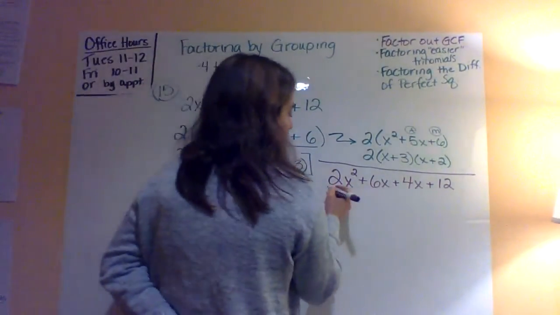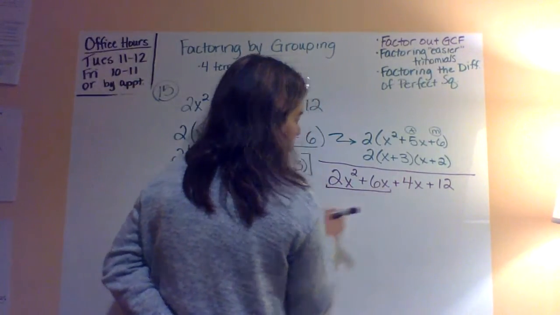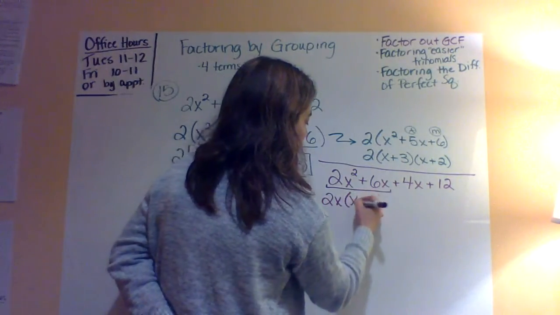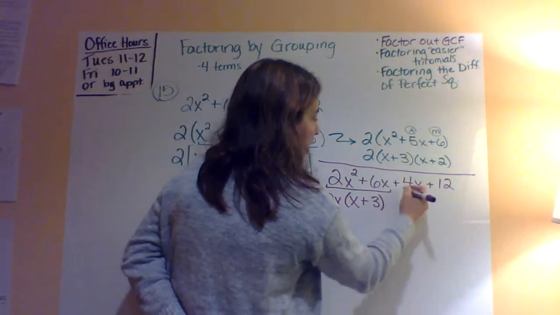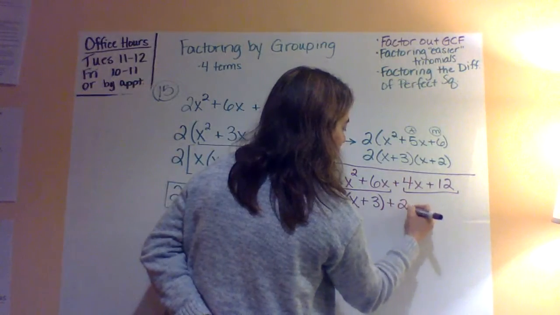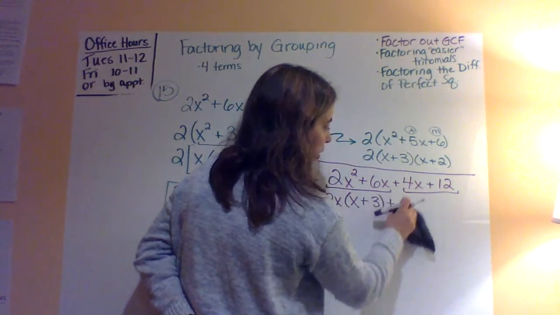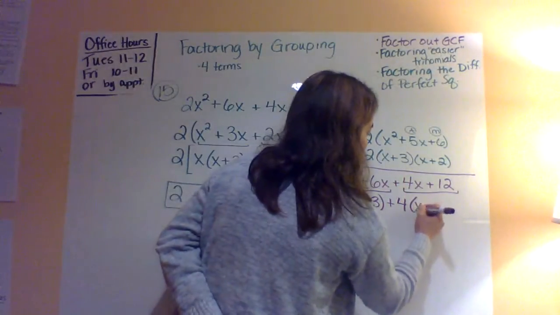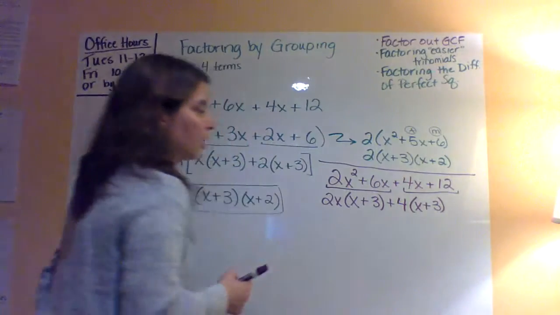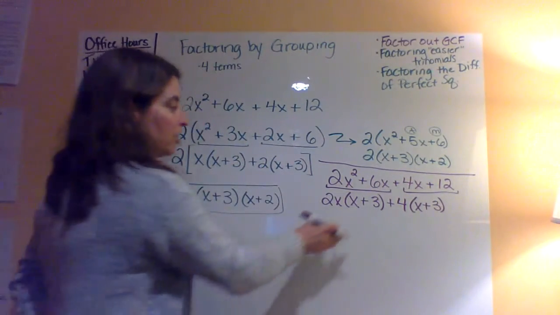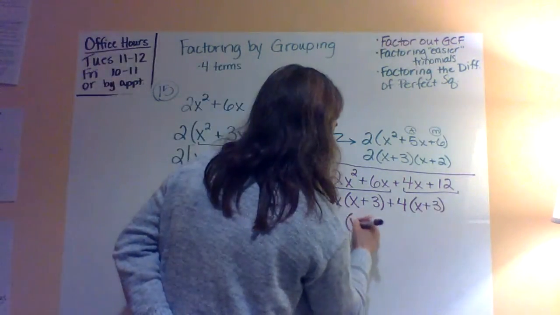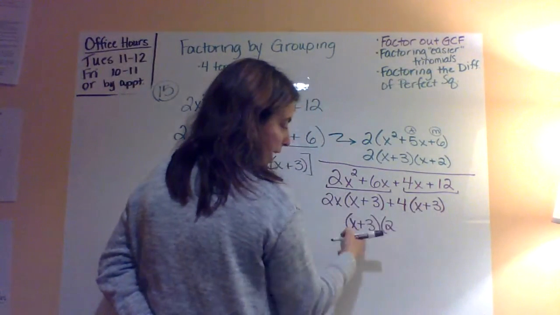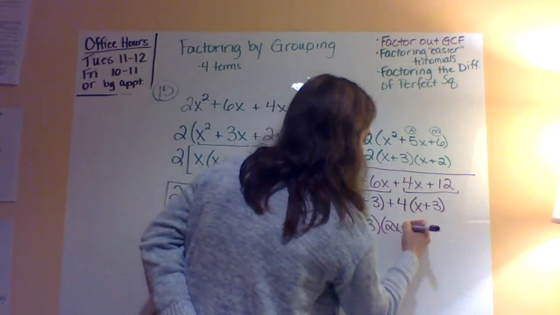So here, my GCF is going to be 2x. So I'm going to take 2x out, and I'll have x plus 3. And here, my GCF is going to be 2. Oops, sorry, that's not true. It's going to be 4. So then I have x plus 3 there also. So once again, I look at what these two terms have in common, which is x plus 3. So they have x plus 3 in common, and then what's left is 2x plus 4.